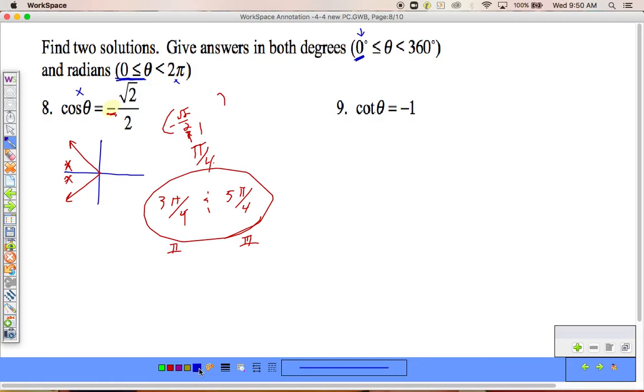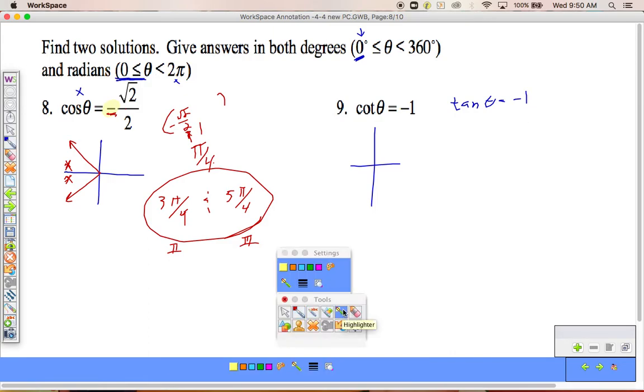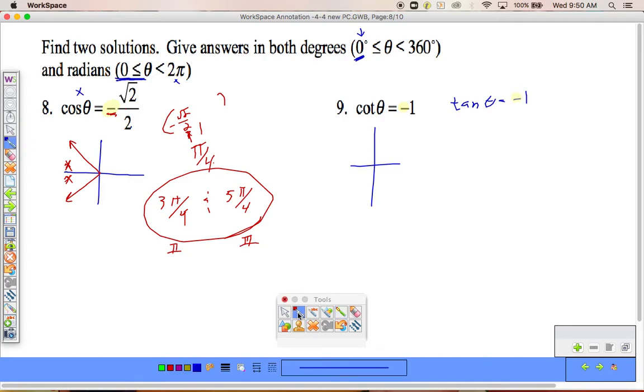All right. Number 9, cotangent of theta is negative 1. If I don't like that, I'm going to say that the tangent of theta is its reciprocal, which is also negative 1. Both are going to work out the same. Now, where is my cotangent or my tangent going to be negative? Cotangent and tangent are x over y and y over x. So what I need is to put those two over each other and get a negative answer.